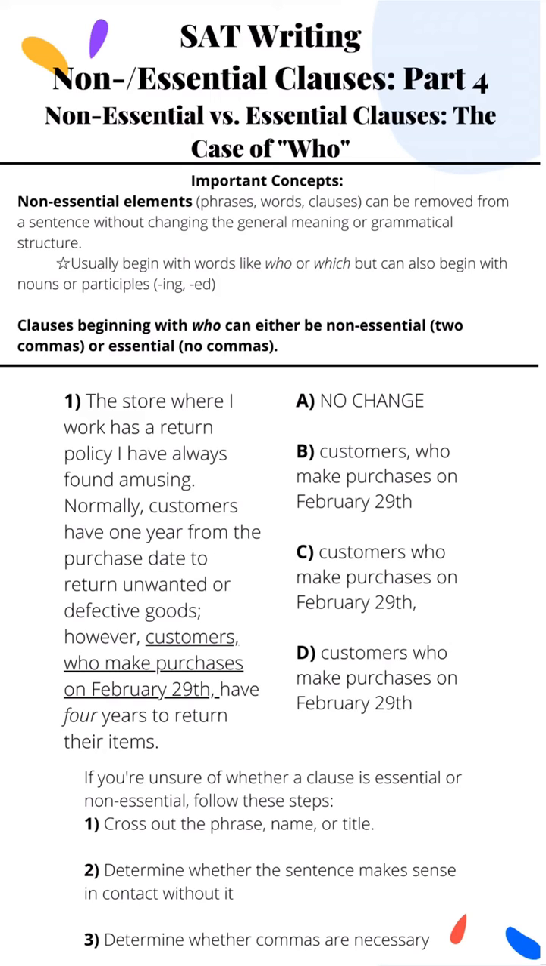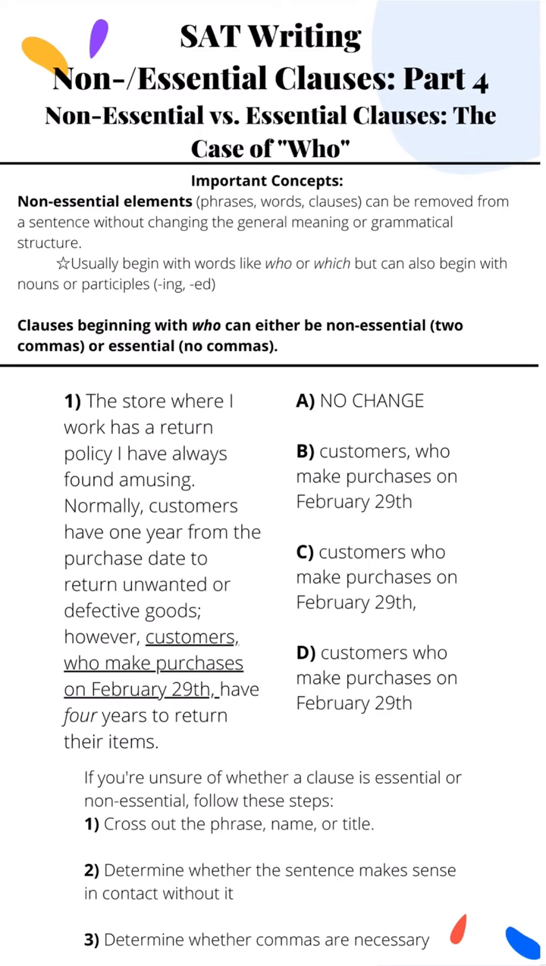Clauses beginning with the word who can either be non-essential and set off by two commas, or essential with no commas at all. Typically, if the clause is non-essential, the focus of the sentence will be general, and if the clause is essential, it'll be a specific focus, for example, a specific group of people versus people in general. So both ways are grammatically correct, but only one will be correct when the context of the passage is taken into consideration. So let's look at some examples.